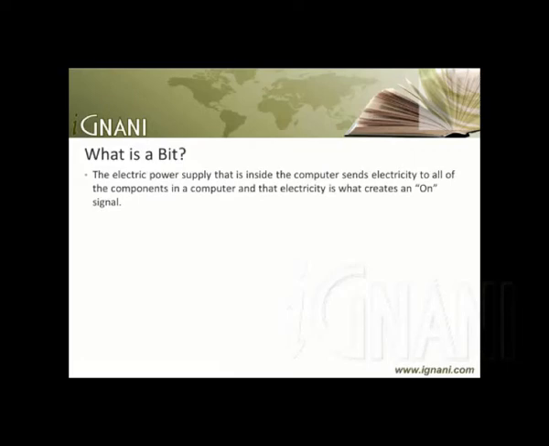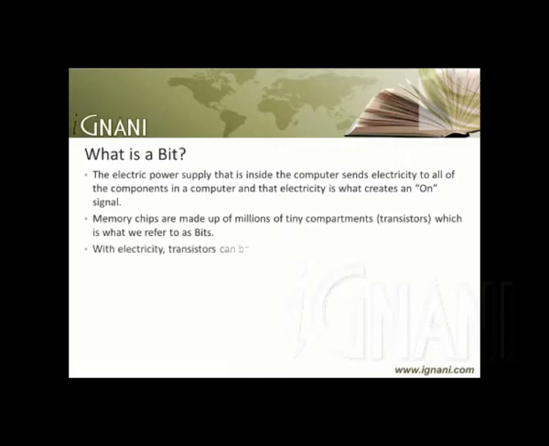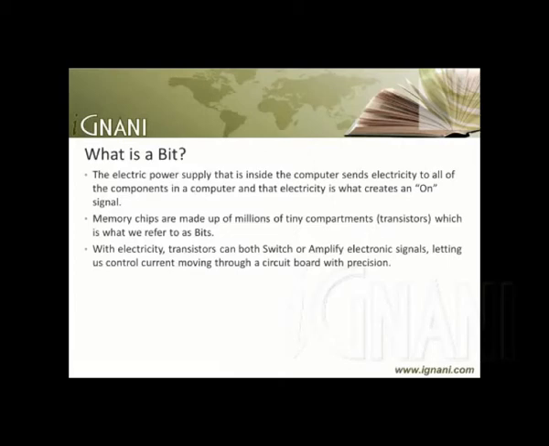That electricity is what creates an on signal. The memory chips in a computer are made up of millions of tiny compartments called transistors, which is what we refer to as bits. With electricity, transistors can both switch or amplify electronic signals, letting us control the electric current that moves through a circuit board with precision.